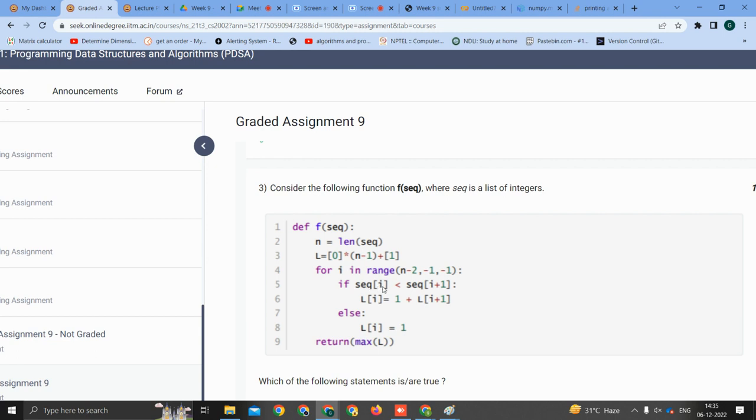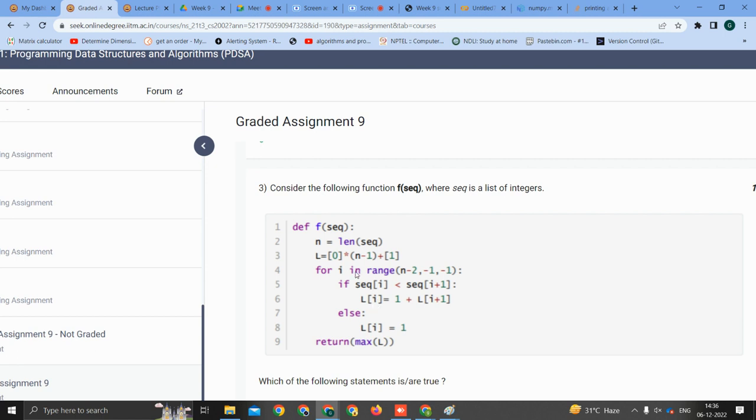So if the sequence of 2, that's the second element in the list, is less than sequence of i plus 1, the element at the third index. Right. So the third index is the last element, and this is the second last element. It is less, because 0 is less than 1. Correct. So if it is less, then what are you doing? L of i, so L of the second last element. I is 2 here, right?